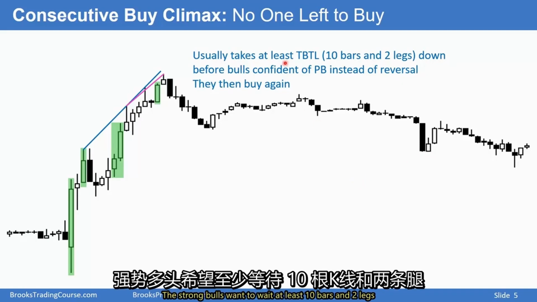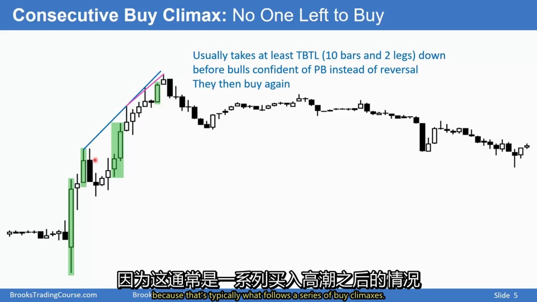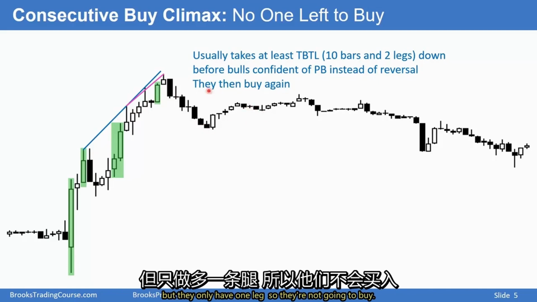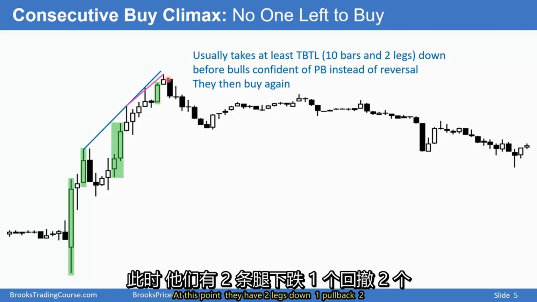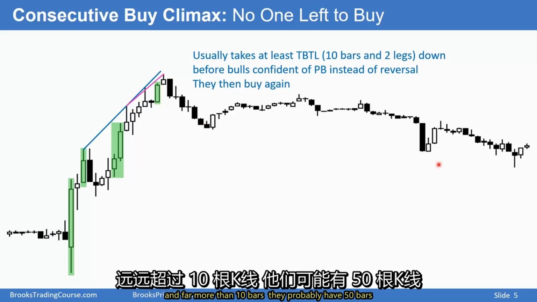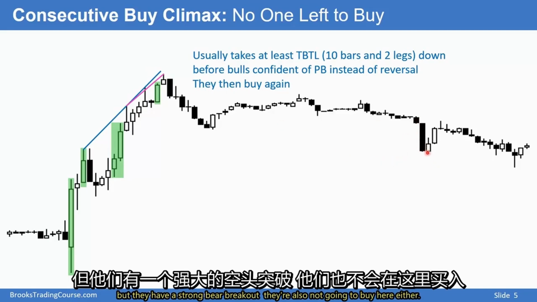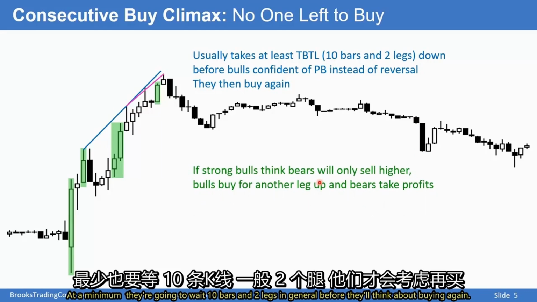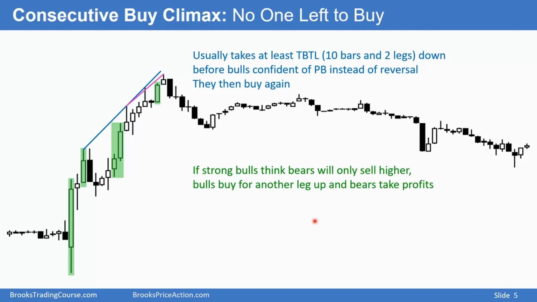The strong bulls want to wait at least 10 bars and 2 legs because that's typically what follows a series of buy climaxes. And if they see 10 bars, at this point they have 10 bars, but they only have 1 leg, so they're not going to buy. At this point, they have 2 legs down, 1, pullback 2, and far more than 10 bars. They probably have 50 bars, but they have a strong bear breakout. They're also not going to buy here either. At a minimum, they're going to wait 10 bars and 2 legs in general before they'll think about buying again.